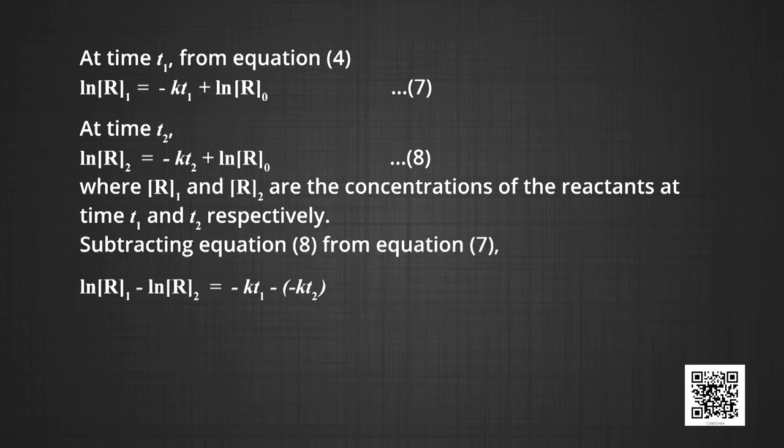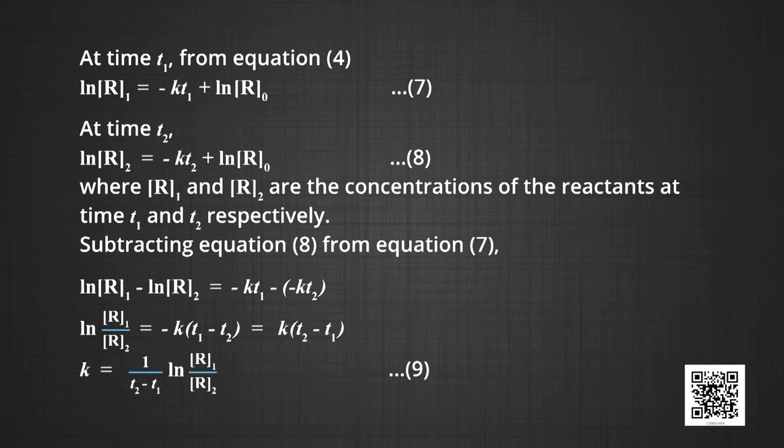Subtracting equation 8 from equation 7 comes out to be ln [R]1 minus ln [R]2 equals minus kt1 minus kt2. Now, on rearranging, the expression becomes ln [R]1/[R]2 equals minus k(t1 minus t2). It will come out to be k(t2 minus t1). Now, the expression for k will be 1/(t2 minus t1) ln [R]1/[R]2. Now, this is equation 9.